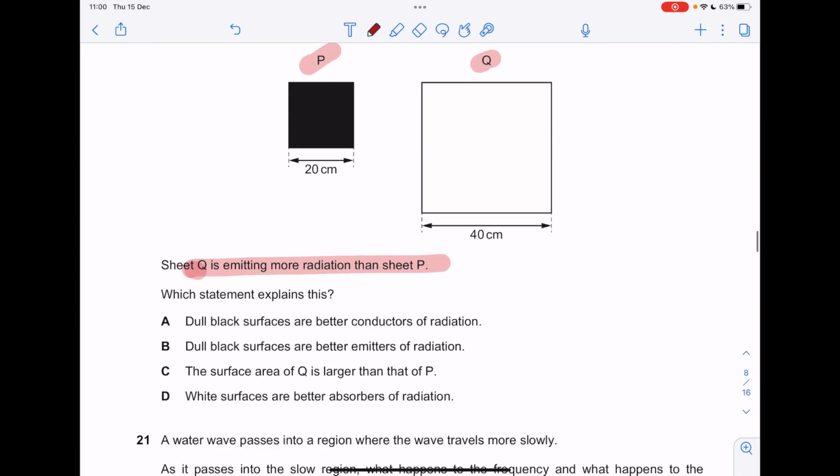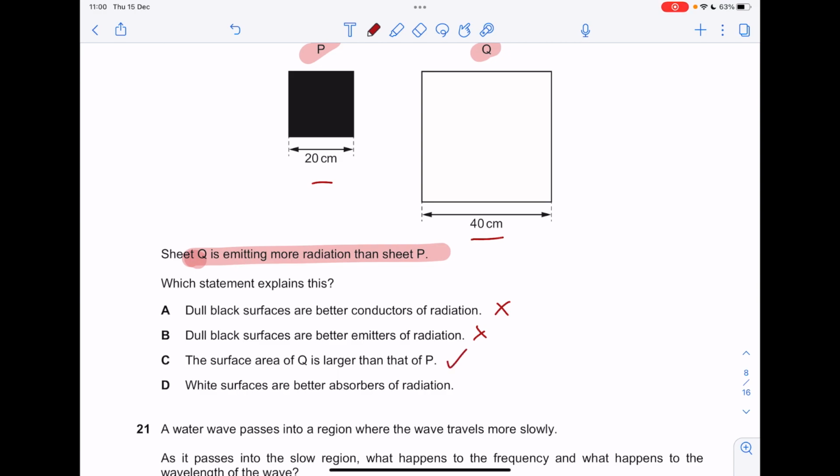So the fact that sheet Q is emitting more radiation than sheet P means that option A, dull black surfaces are better conductors of radiation. That's true, but it's not the reason why Q is doing a better job here. Dull black surfaces are better emitters of radiation. Again, that's true, but not the reason why Q is emitting more radiation. The surface area of Q is larger than that of P. Yes, 40 versus 20. So although black is better, the fact that we've got so much more of Q explains why it's emitting more. White surfaces are better absorbers. No, they're not. They're better reflectors.